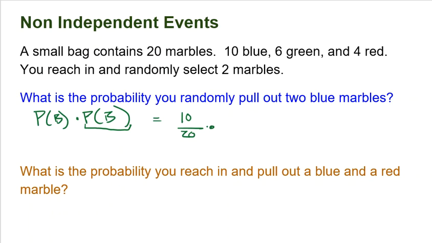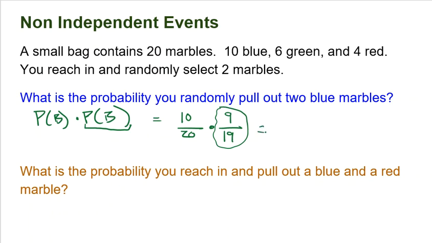I selected a blue marble, which means when I go back in for that second marble, there's only 9 blue left out of 19 total marbles. So this right here is technically a conditional probability. It's the probability of getting a blue marble given you already got a blue marble. That's why the numerator changes to 9, because there's only 9 blue marbles left. The denominator changes to 19 because there's only 19 marbles left in the jar.